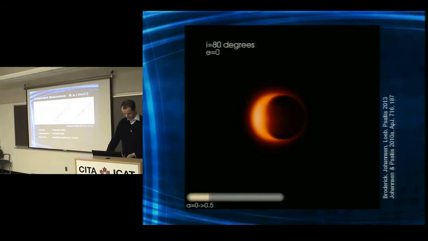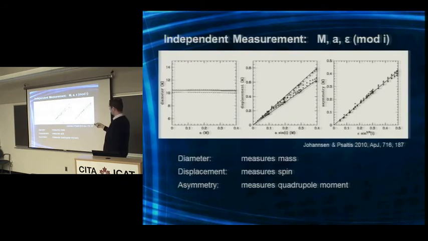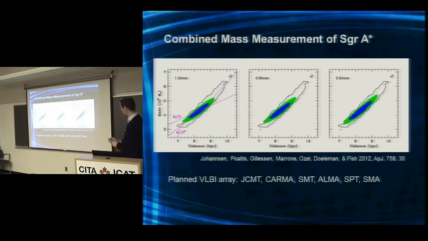And I can also make this quantitative. If I plot diameter as a function of spin or any other parameter, it's constant, it's only determined by the mass. I can plot the displacement, what you saw in the image plane, as a function of spin. That will give me the spin. I can plot the asymmetry of the ring as a function of epsilon times some function of the angle. So that gives me a way of directly measuring the quadrupole and seeing a smoking gun deviation, if it exists, from the Kerr metric.